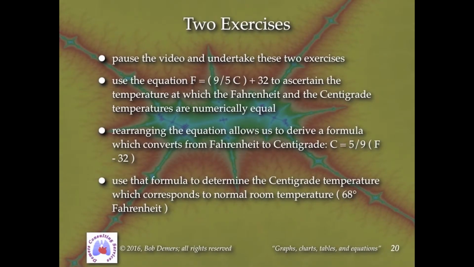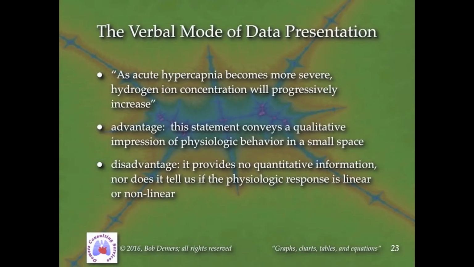The concepts of slope and y-intercept are explained both verbally and diagrammatically, enabling us to appreciate the relevance of these concepts to our understanding of physiologic phenomena. The module then proceeds to enumerate the advantages and drawbacks of various modes of data presentation, verbal, tabular, and diagrammatic, using examples that have been extracted from the peer-reviewed literature.